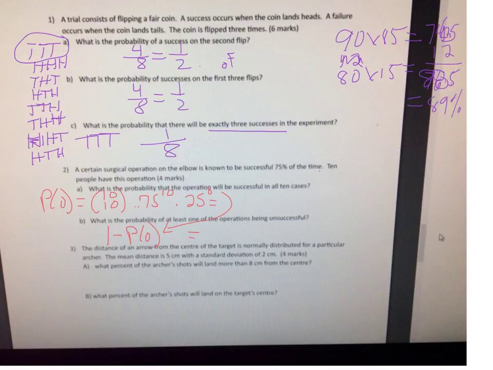And then for question 3, now there's an easy way to do this and a complicated way to do this. I'm just going to do it the easy way right now. In the first case, the percent of the shots that will land more than 8 from the center. So we're looking at a normal curve with 5 as your average. And then we have 8 obviously over to the right. And what they're asking for is the area under the curve to the right of that value.